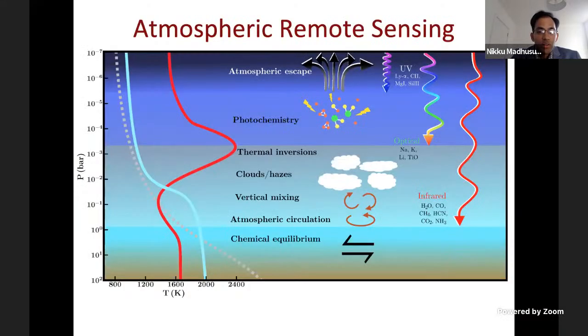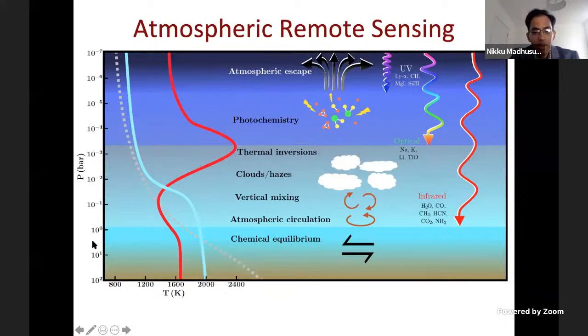Okay, so a brief 101 lecture on atmospheric remote sensing. What exactly are we trying to do when we say we want to study atmospheres? This is just one cartoon of a large range of atmospheric processes that we can already study in exoplanetary atmospheres today. The y-axis here is the pressure, going down as you go up in the atmosphere, which is basically a proxy for height. And as a function of height, various atmospheric processes dominate.